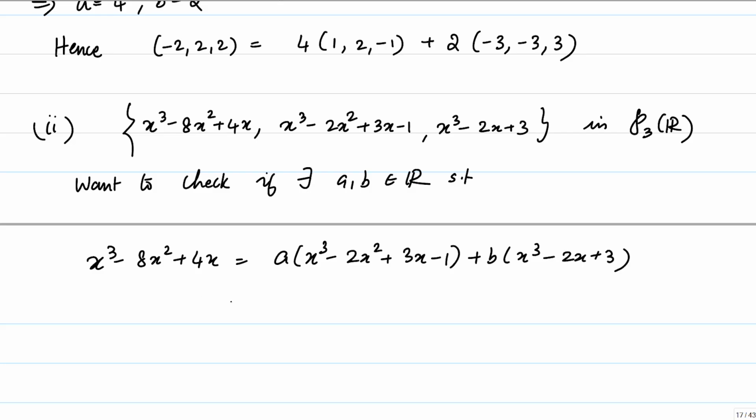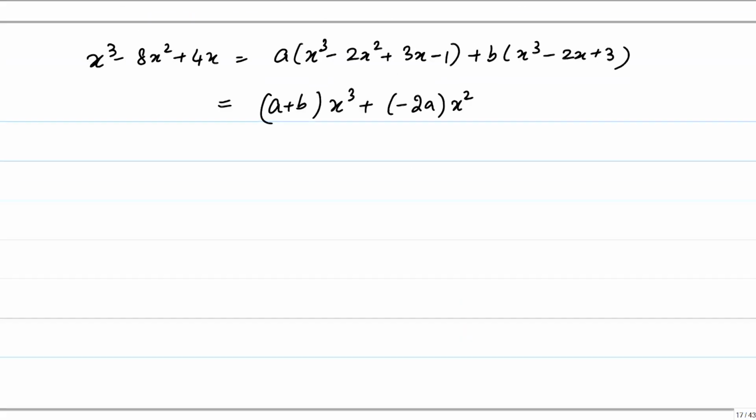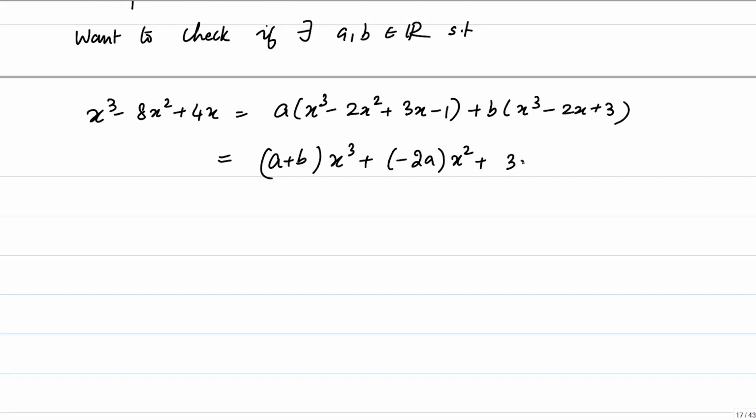But what does this mean? What is the right hand side? This is equal to a plus b times x cube, plus minus 2a times x square, plus 3a minus 2b times x, plus 3b minus a. So this is exactly what the right hand side is going to be. So we would like to see if there exist a and b such that the right hand side is equal to the left hand side here. Okay, so what does this imply?